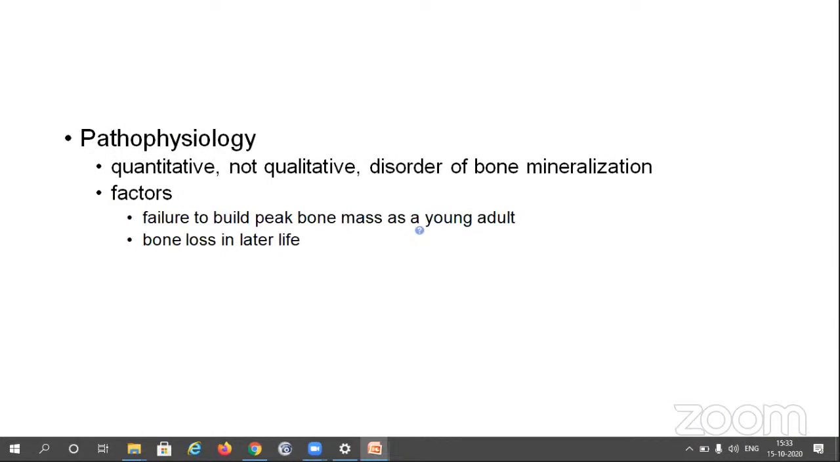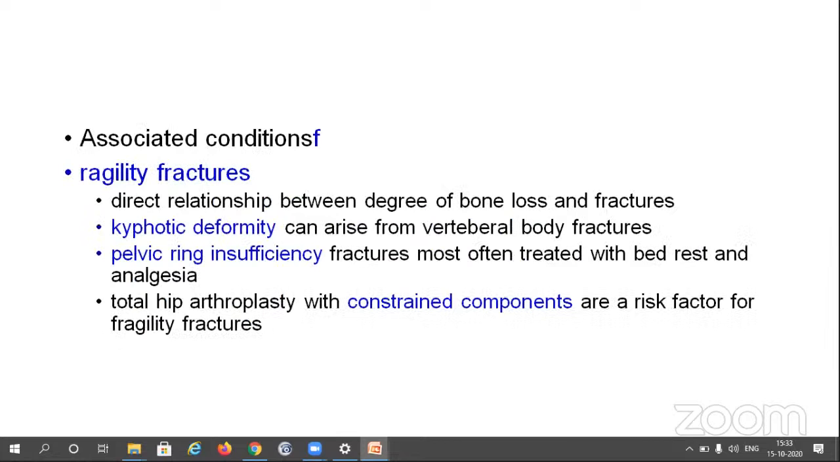Coming to pathophysiology, osteoporosis is quantitative, not qualitative. Disorders of bone mineralization. Factors to build the peak bone mass are engaged. Bone loss in later life. Associated condition: fragility fractures. There is a direct relationship between the degree of bone loss and the fracture. Kyphotic deformity can arise from vertebral body fractures. Pelvic ring insufficiency fracture is most often treated with bed rest and analgesia.